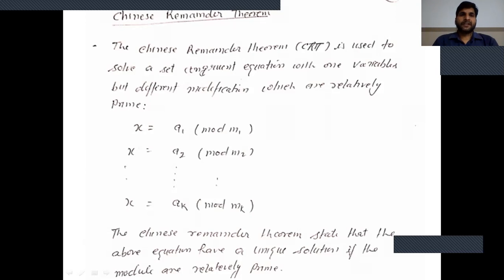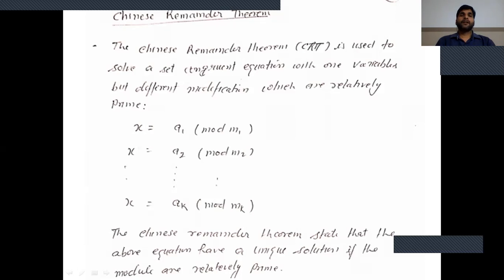Now today we will discuss the Chinese remainder theorem. With the help of the Chinese remainder theorem, we find solutions with different moduli that are relatively prime numbers. The Chinese remainder theorem, CRT, is used to solve a set of congruence equations with one variable but different moduli which are relatively prime numbers.